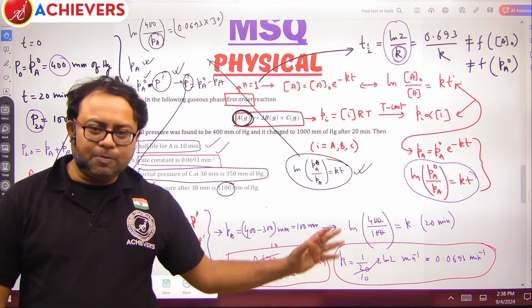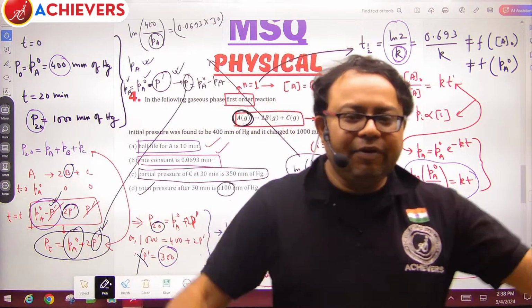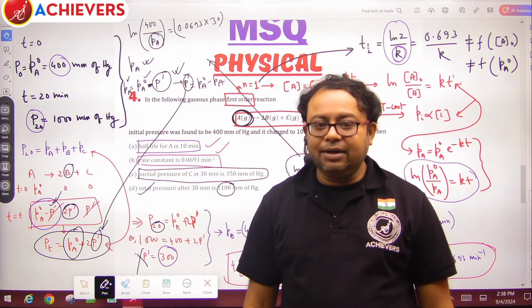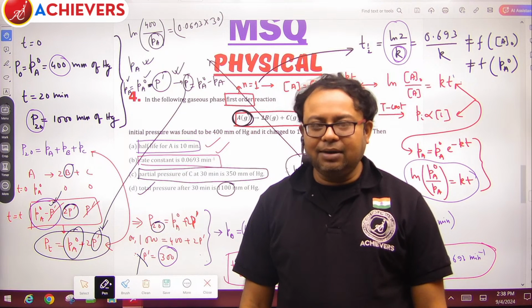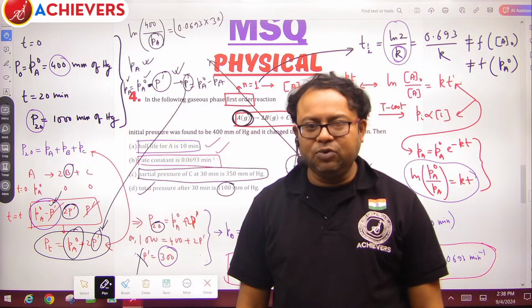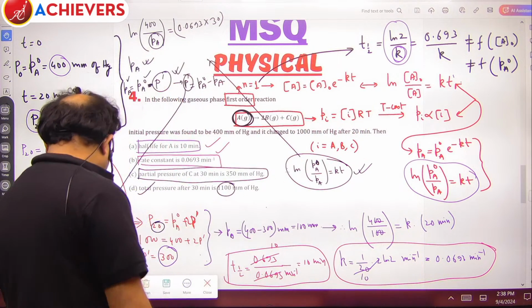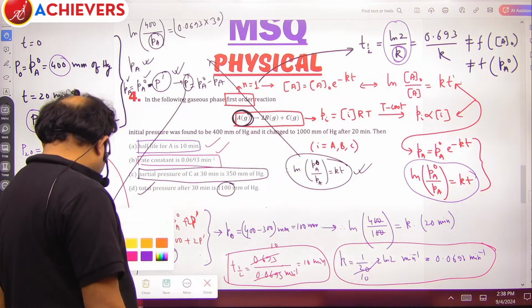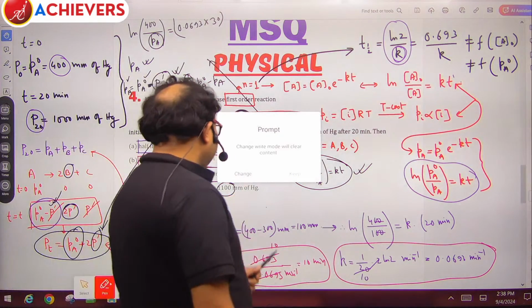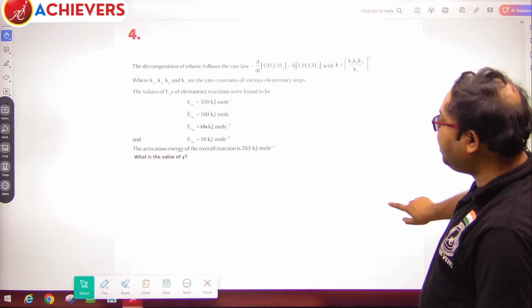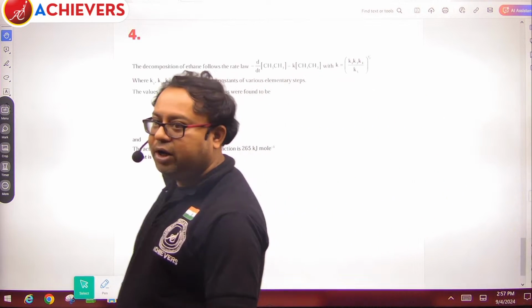So this problem is basically a revision of the entire first order kinetics. And I think you all have understood this one. The approach is very simple. Now let's move on to the next problem. This is the final problem that I will be discussing over here.